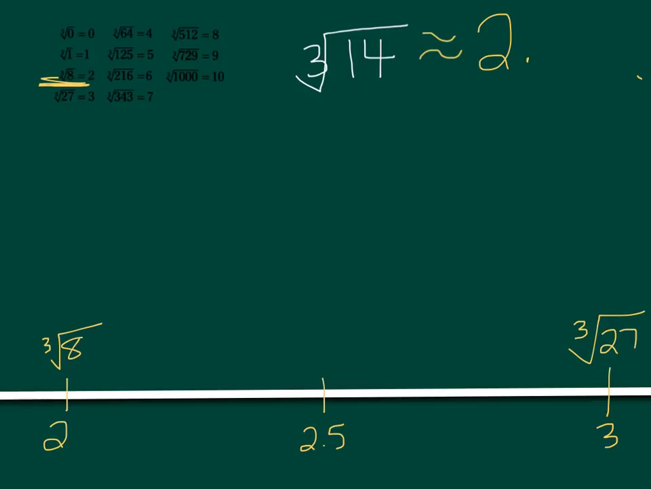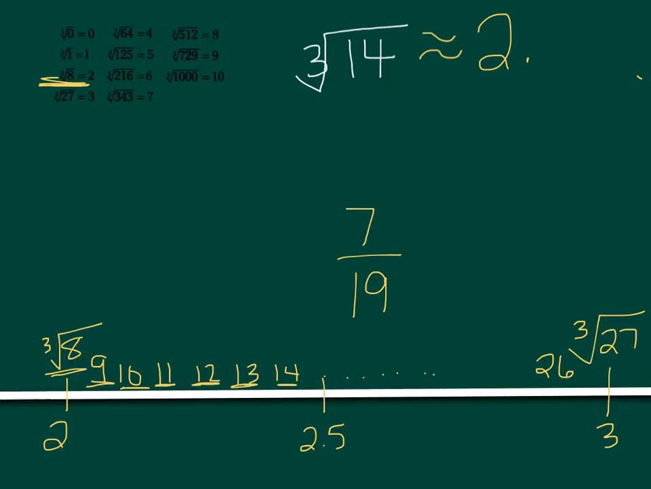When I list all my numbers out, 9, 10, 11, 12, 13, 14, it's going to keep going all the way to 26. So that's a total of 19 spaces between 8 and 27. Now we need to count over how far 14 is. That would be 1, 2, 3, 4, 5, 6, 7. So it's 7 out of 19. We're going to divide 7 divided by 19.